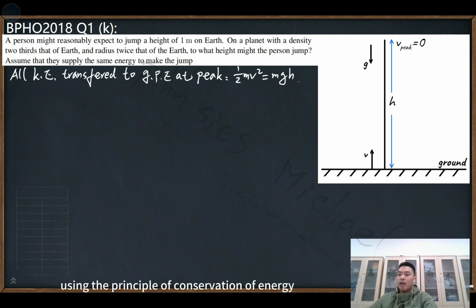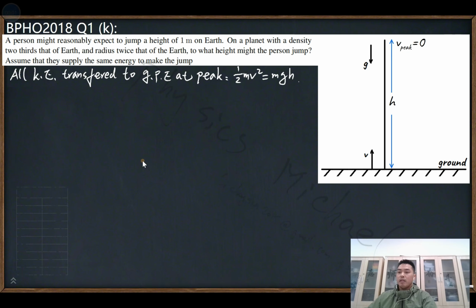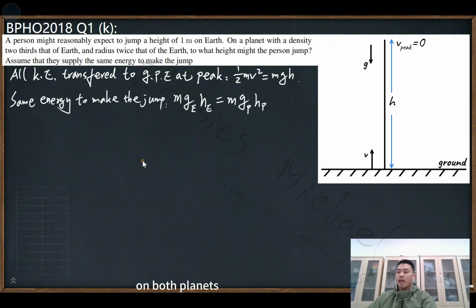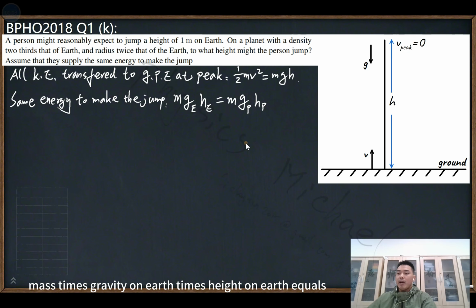Using the principle of conservation of energy, we say that initial kinetic energy equals gravitational potential energy at the top. Since we are told that the person uses the same amount of energy on both planets, the gravitational potential energy at the peak of the jump must also be the same in both cases. That gives us the equation mass times gravity on Earth times height on Earth equals mass times gravity on the new planet times height on the new planet.